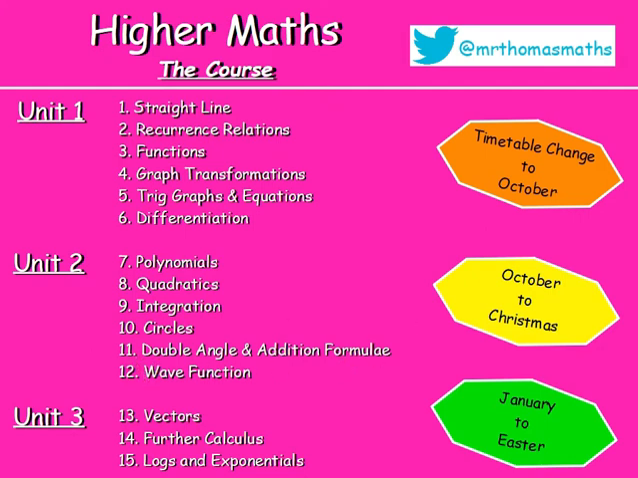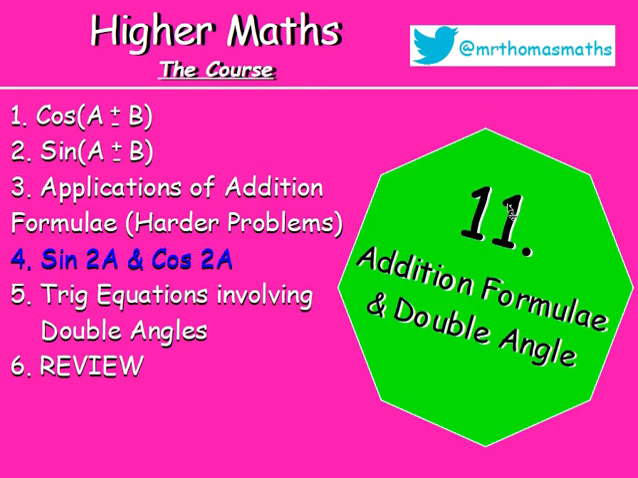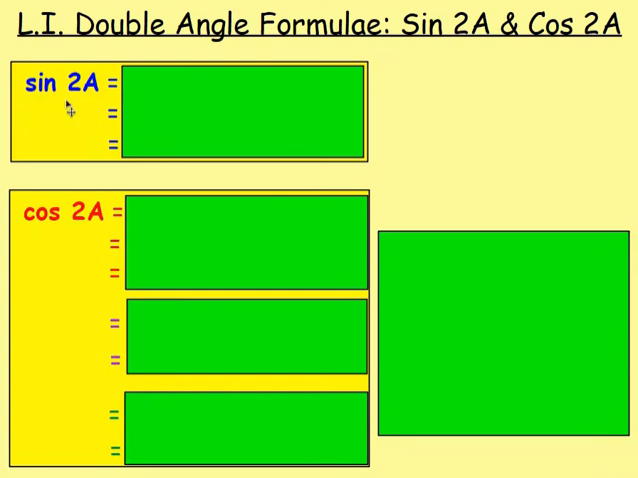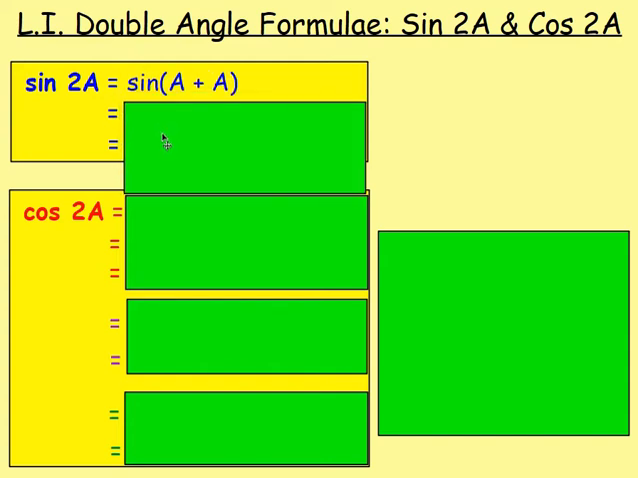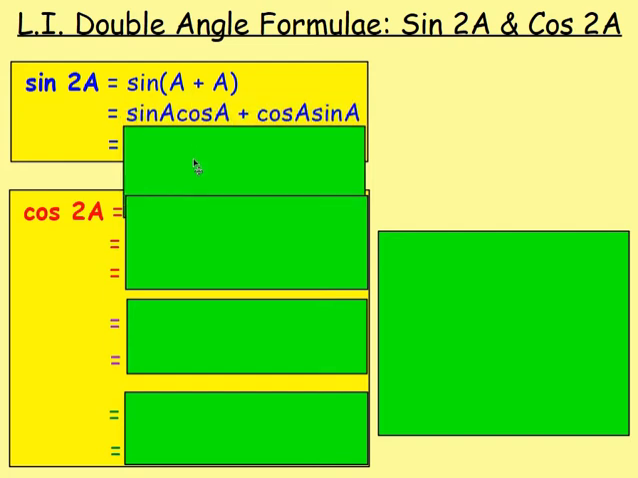Hi-ho! Let's go! Chapter 11, lesson number 4, Sin2A and Cos2A. If you think about the last few lessons, we've been looking at the addition formulae and using them. If we wanted to work out Sin2A, well, you could write that as sin of A plus A. And if you then think about the addition formulae, because it's sin something plus something, you could write that as sin cos, cos sin.